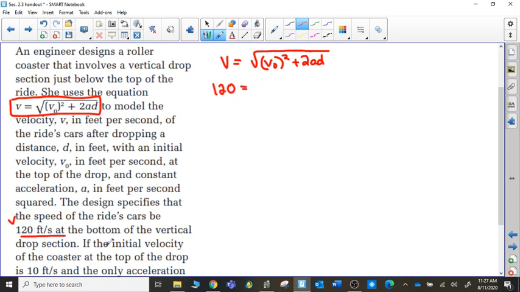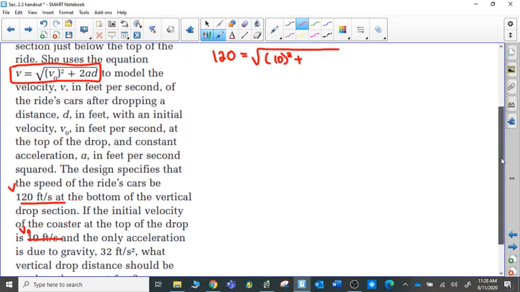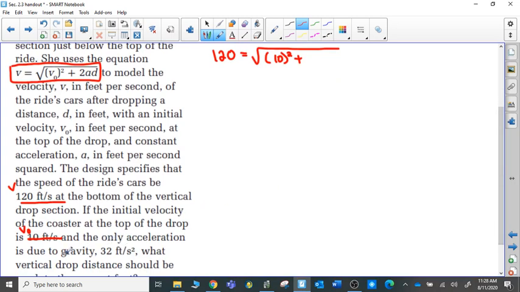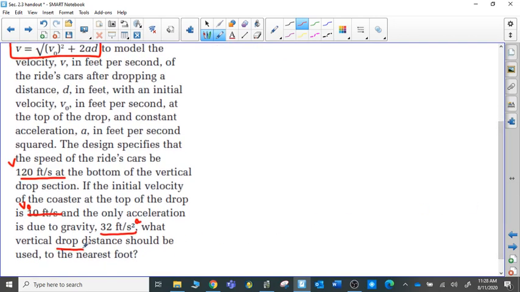This is v. The initial velocity of the coaster at the top of the drop is 10 feet per second. So this 10 feet per second is v0. I'll just put that 10 in place of v0. And the only acceleration is due to gravity. So this is our a value. And so we have 2 times 32. And they're questioning what is the vertical drop. And so this is d that we're asked to find.